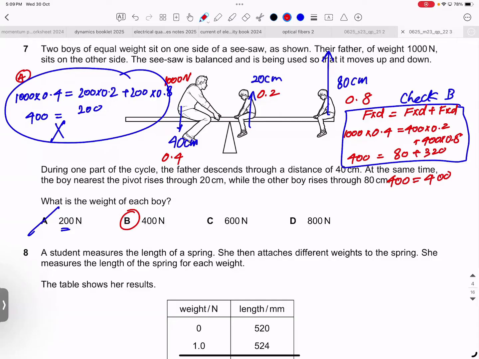Option B. This should be a good review question for you. So you will check which option gives the same moment for father and the two boys. I calculated for A, it didn't give. Then I calculated for B, it gave me. So I chose option B. Next question. Question number 8.